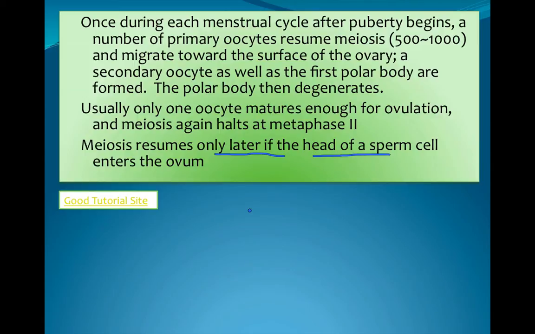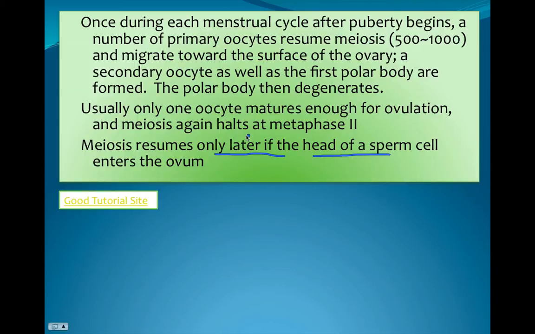One of the things that happens during meiosis is what we call a reductional division, where the genetic content will actually be cut in half. The cell that will not be used to form an ovum or egg will become a polar body, and it will degenerate and be reabsorbed by the ovary.